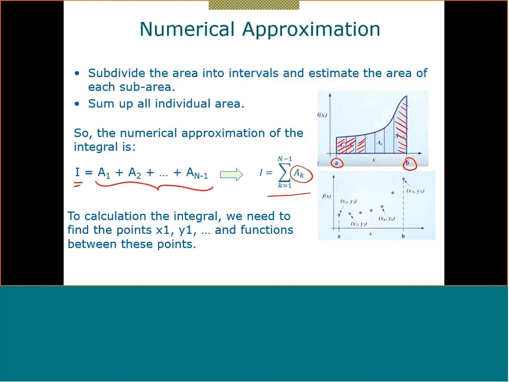Now the question is, to find these areas, you need to define x1 and y1. These points, you need to define them. So you know x1, but you don't know y1. You know x2, you decide that on the x-axis. So then you have to know what is the relation that governs the curve between these two points, so that you can estimate or find y1, y2, y3, etc.